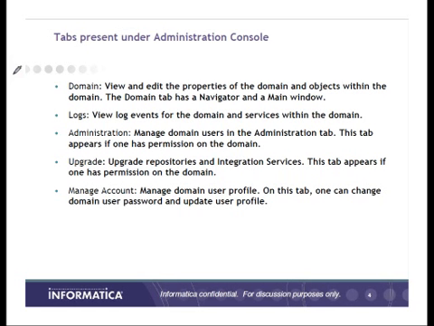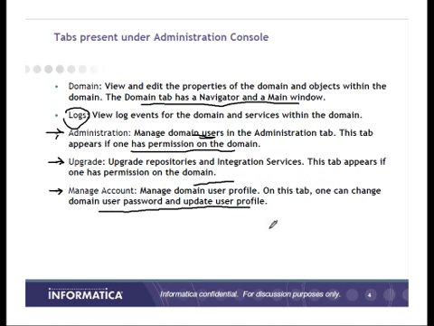The domain tab essentially shows me the properties of a domain, and it's more of a navigator. I'll also come to a couple of terms like what a domain is, what a node is. Another tab is the logs tab, which helps you overlook the different logs being created. Even if you have some errors internally, they will be visible in the logs tab. Then you have an administration tab, which helps you set permissions on the domain for different users. We say these are domain users. Upgrade is probably clear from the name itself. And then there is manage account. This helps you create domain user profiles, so you can change the username, passwords, profiles, email IDs, whatever you want.